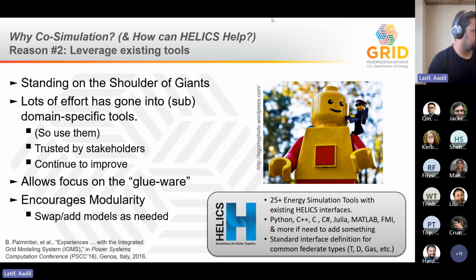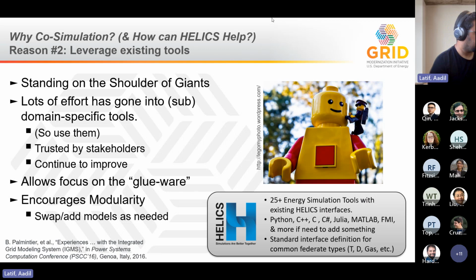We've already talked about subdomain specific tools. They have been thoroughly vetted over years and years. They're trusted by stakeholders and they continue to improve, right? And what our focus is essentially just developing the interface to these tools instead of reinventing the wheel, taking time and effort to try and build a tool that is able to model anything and everything within the energy system domain. What we essentially focus on is just developing the Helix interfaces to these tools. And once we have that, we can co-simulate with any other tool that has a Helix interface enabled, right?